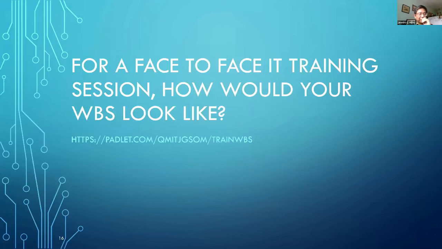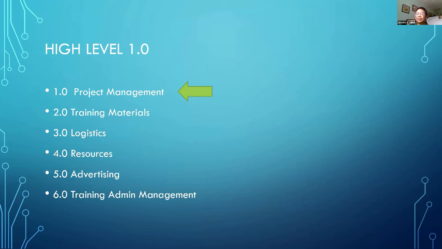Okay, so this is where I started. For a face-to-face IT training session, how would your WBS look like? This is the high level. I included project management because I also want that to be part of the schedule that I will be doing. And I'm recognizing that it's part of the work that I need to do. So kailangan ko rin i-monitor siya. Then I have here the other high level, the training materials, logistics, resources, advertising, and training admin management.